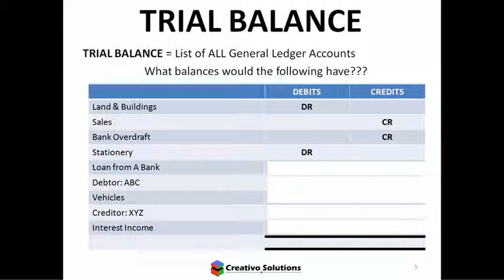A loan from a bank. A loan is an obligation. It meets the definition of a liability. So now I know what it is. If I know what it is, I then just need to apply the rule. So when looking at a liability, the plus is on the credit, and therefore a loan from a bank will go on that particular side.